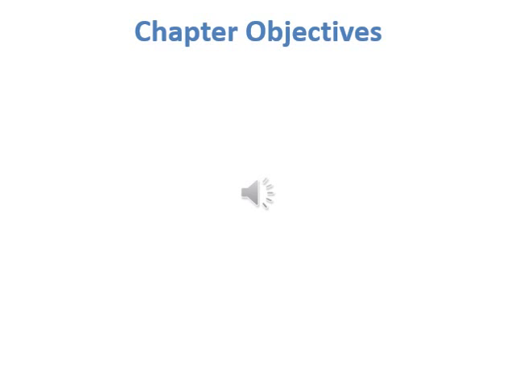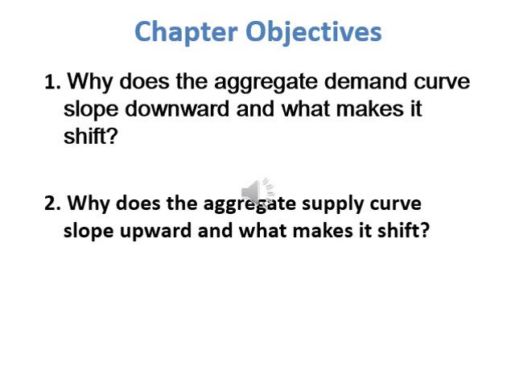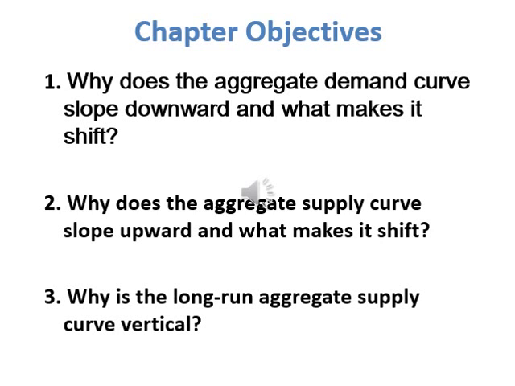1. Why does the aggregate demand curve slope downward and what makes it shift? 2. Why does the aggregate supply curve slope upward and what makes it shift? 3. Why is the long-run aggregate supply curve vertical?